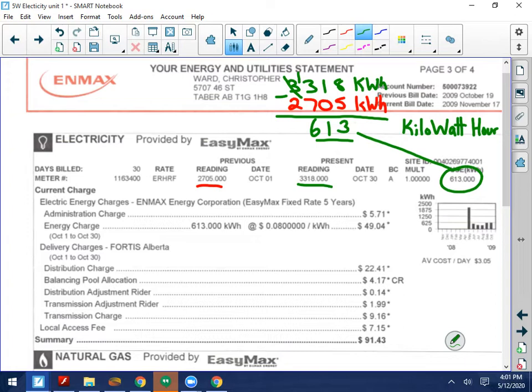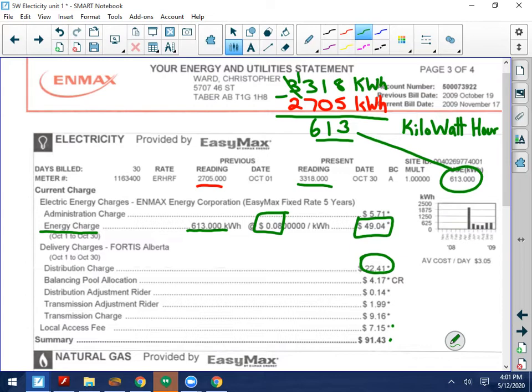Then I'm charged down here. My energy charge for my 613 kilowatt hours is 8 cents for every kilowatt hour. So it meant that I had to pay $49.04 for a month of electricity. Now, there were also other charges I had to pay down here. Those are the charges I have to pay to get the power to my house. So it's the company that runs the power lines I was paying for. But we don't want to talk about that right now. What we want to talk about is, okay, how is energy in our home measured?